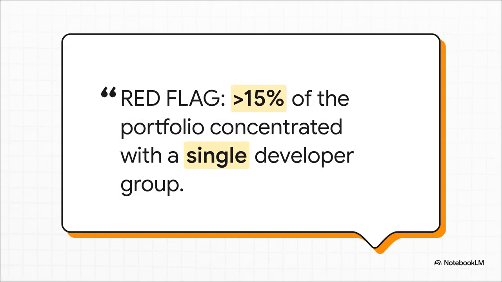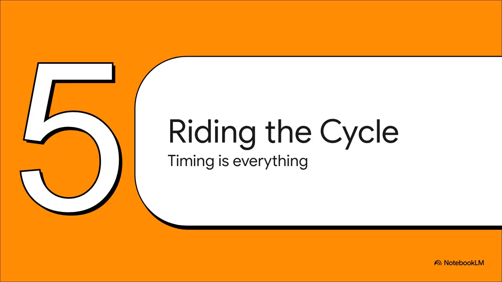And that leads to a really important rule of thumb that analysts use to spot trouble. This is a big one, so listen up. If you see that a bank has more than 15% of its entire loan book concentrated with just one single developer or business group, that is a massive red flag. Huge. It means the bank's entire health is basically tied to the fortunes of one single customer. Super risky.